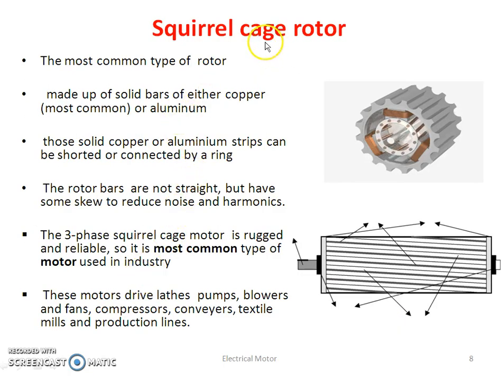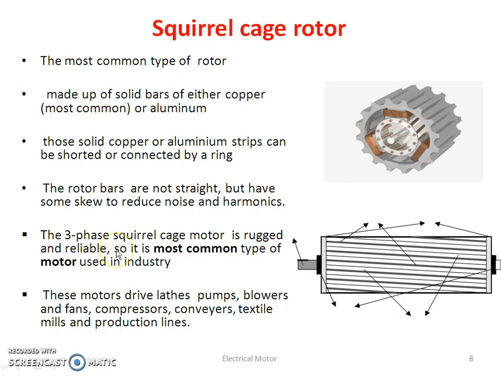Squirrel cage rotor. This is the most common type of rotor. It consists of solid bars which are either of copper or aluminum. These solid strips or bars are shorted at the end, which is called end rings. So you can see here, this is the end ring. The rotor bars are not straight, like this, but they are somewhat skewed, which reduces noise and harmonics.